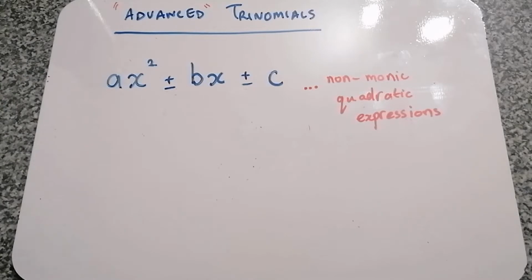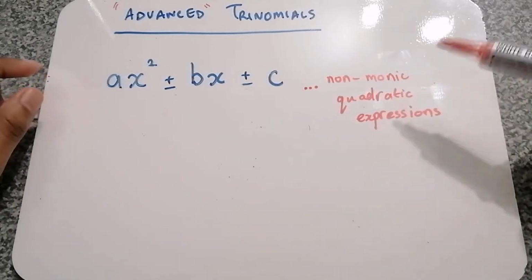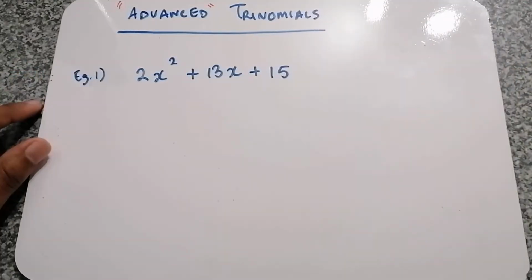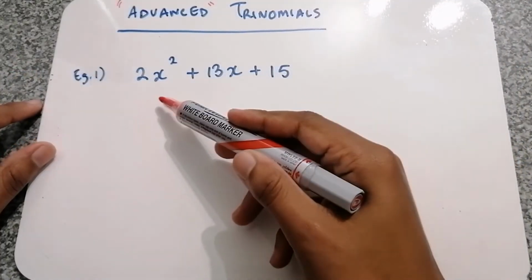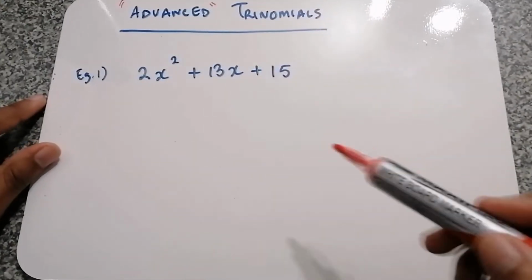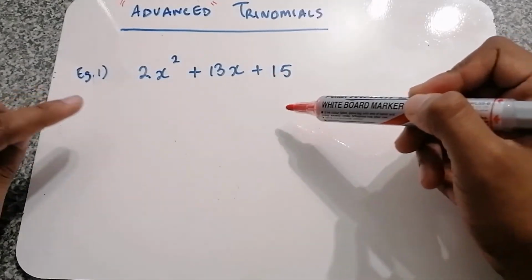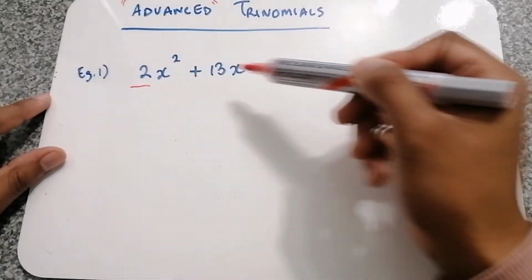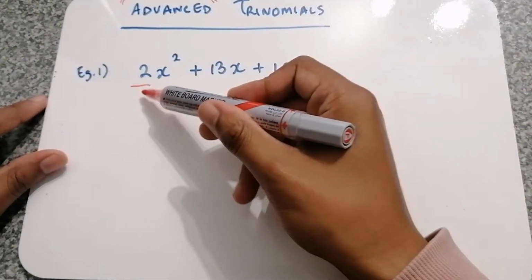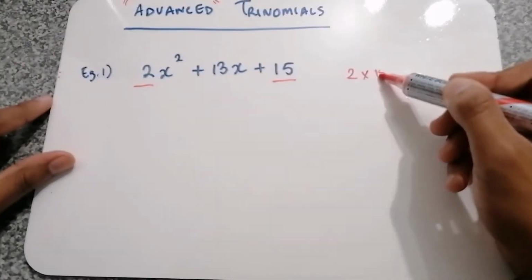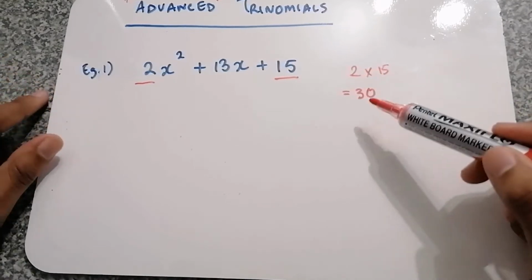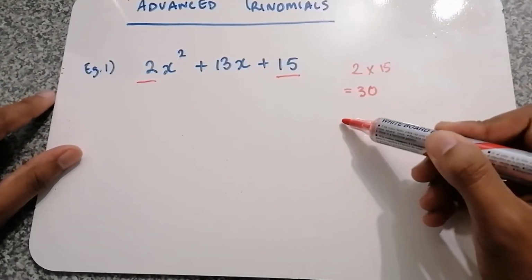Okay, so we're going to be looking at questions like this, and I'll teach you how to factorize it a nice and easy way. Looking at our first expression, we have 2x squared plus 13x plus 15. So, instead of finding the factors of 2 and 15 separately, why don't we combine 2 and 15 and find the factors of them together? So I'm going to multiply 2 with 15, and this gives me 30.